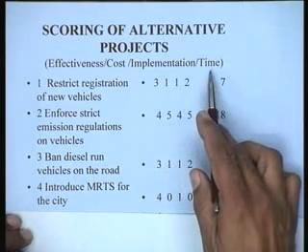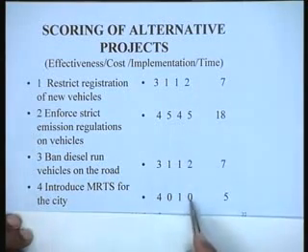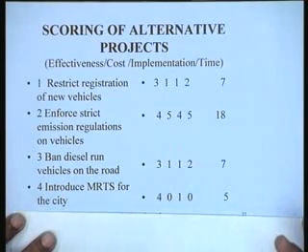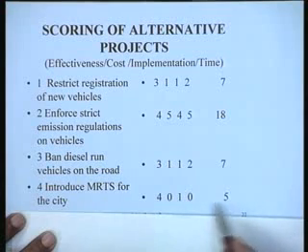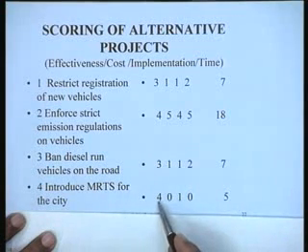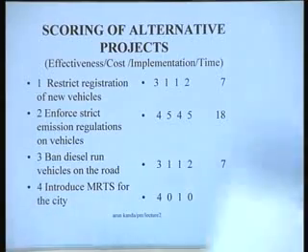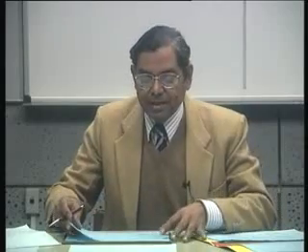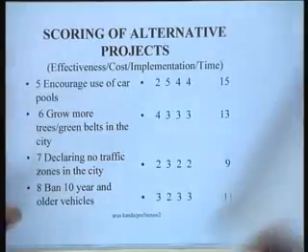And time is going to be very large, so we give 0 here. Or you could give 1, I mean whatever you feel is appropriate. The idea is that this project then, by virtue of this, although it could be very effective, could get 5 marks from that point of view. And finally, we do a similar exercise for all the 8 projects.